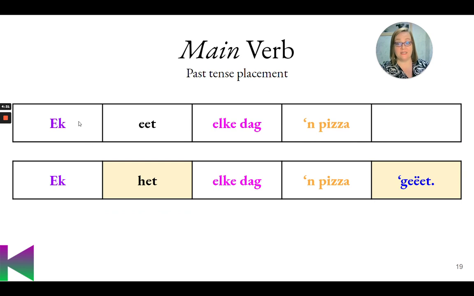Let's look at, this is the present tense of the main verb. Ek eet elke dag 'n pizza. So I think you should know the translation. I eat every day a pizza. This sentence in past tense, second word is het. That eet goes to the last part of the sentence, geëet. Just to remind you of the E with the diaeresis at the top, it chops it just before the diaeresis to change the syllables into ge and eet.